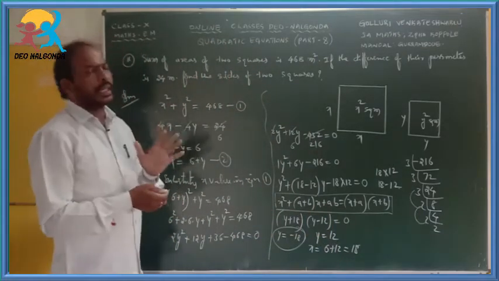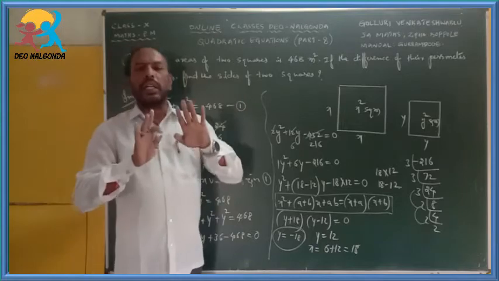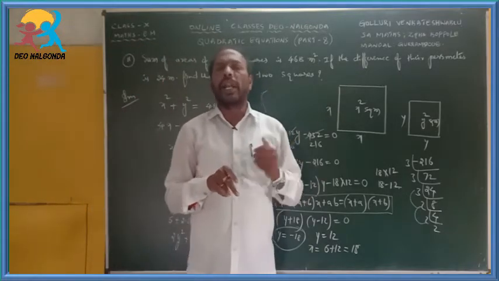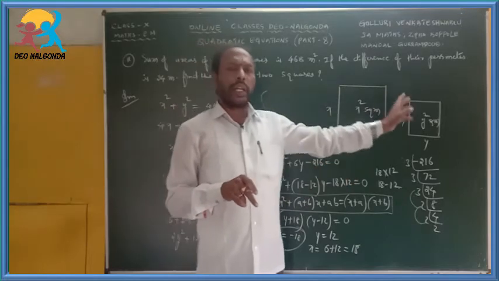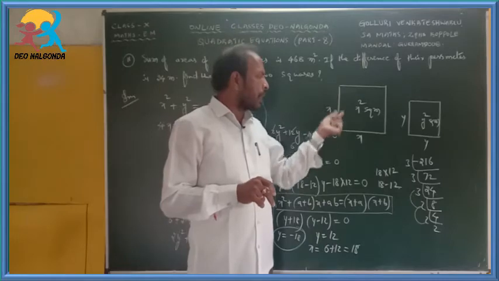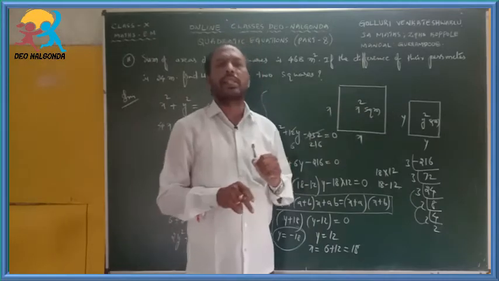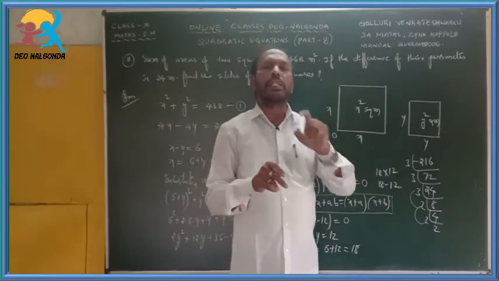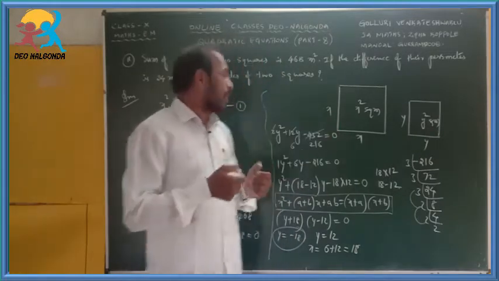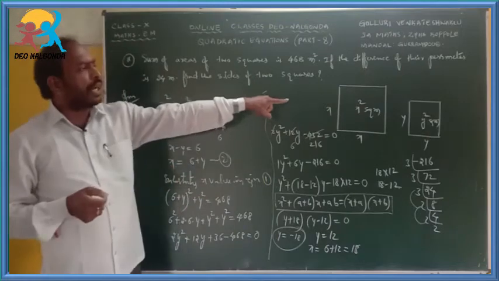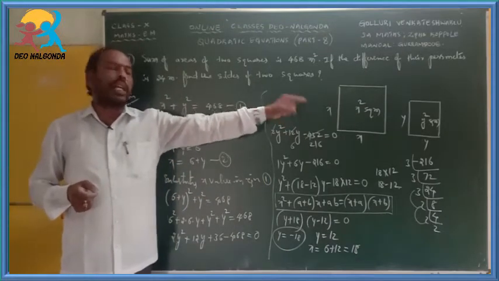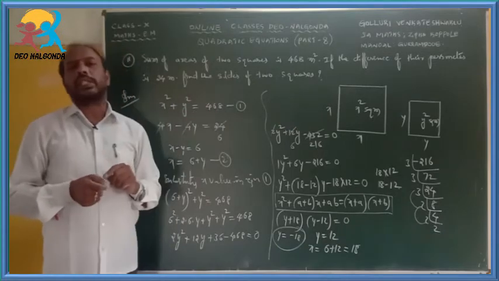So two squares are given, and it is discussing the areas of two squares. One is larger and one is taken as smaller. So here it is larger, here it is smaller. The length of the side of the larger square is taken as x and the side of the smaller one is taken as y. Sum of their areas: area of a square is side into side, so x square plus y square. Sum of their areas is 468.